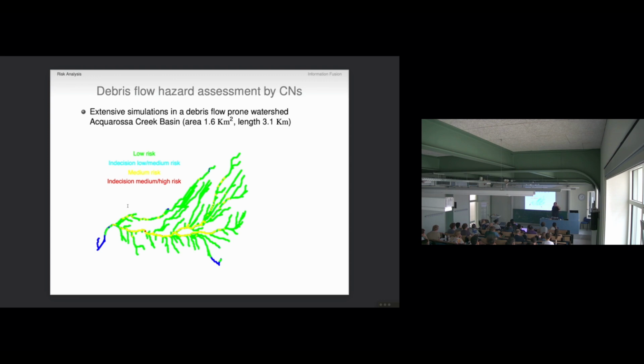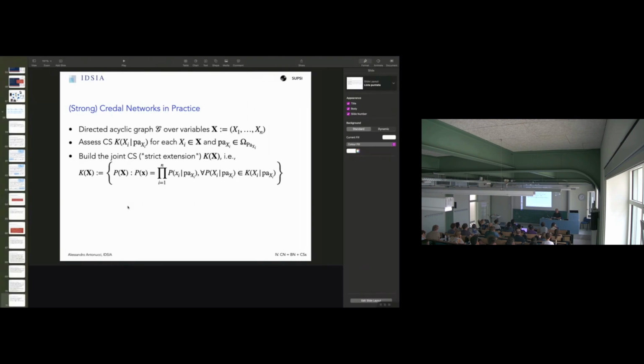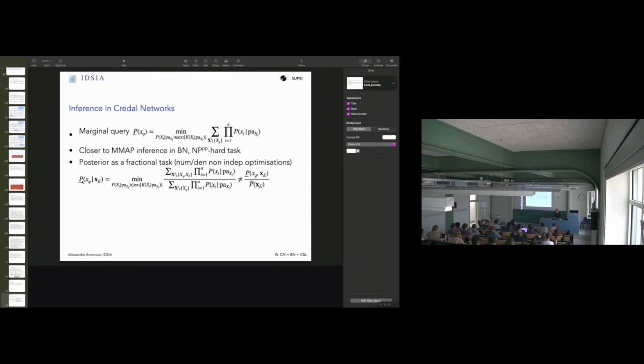But everything was eventually the computation of a posterior probability. So everything eventually corresponded to this kind of problem. These are the features I can observe on my system, and this is the proxy indicator of the risk level. Of course, I had the intervals.